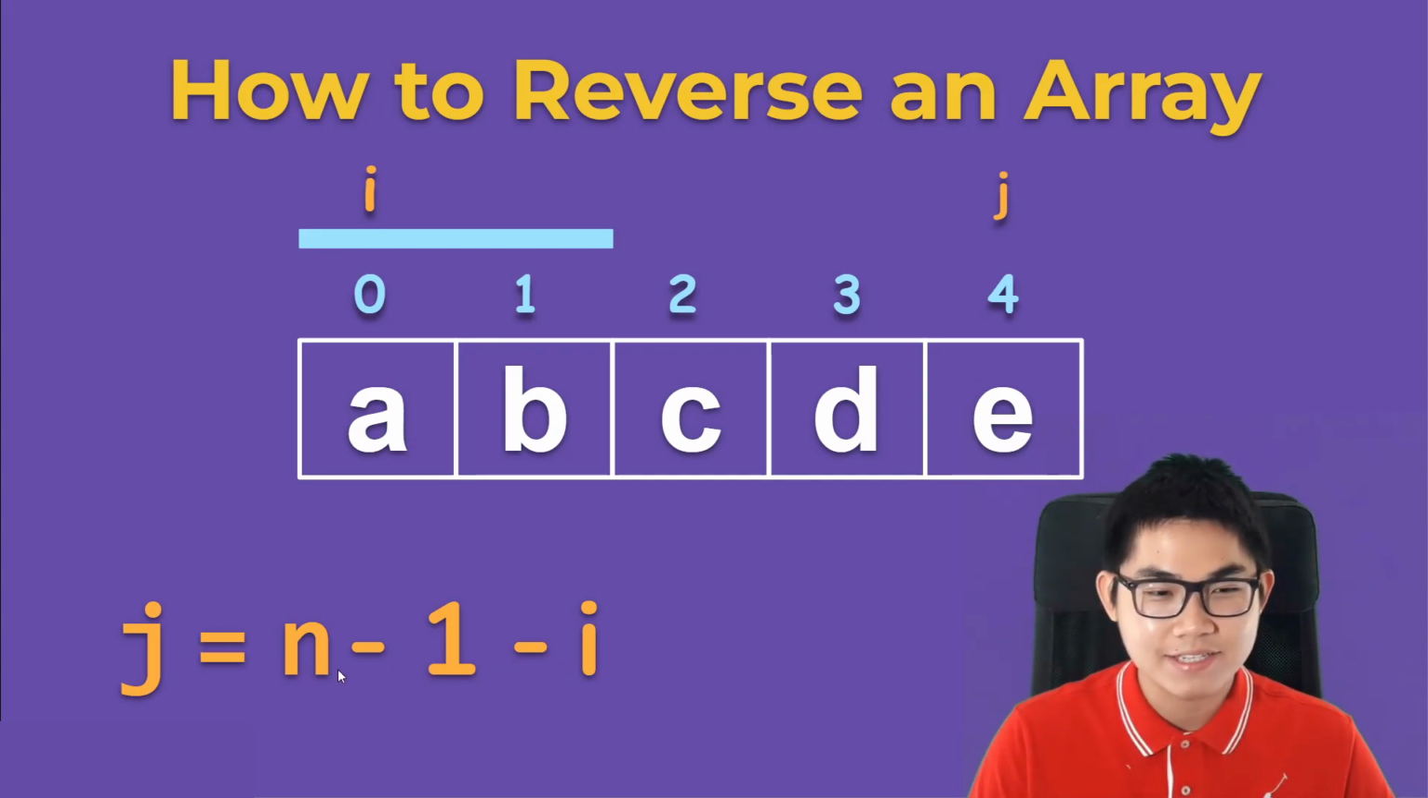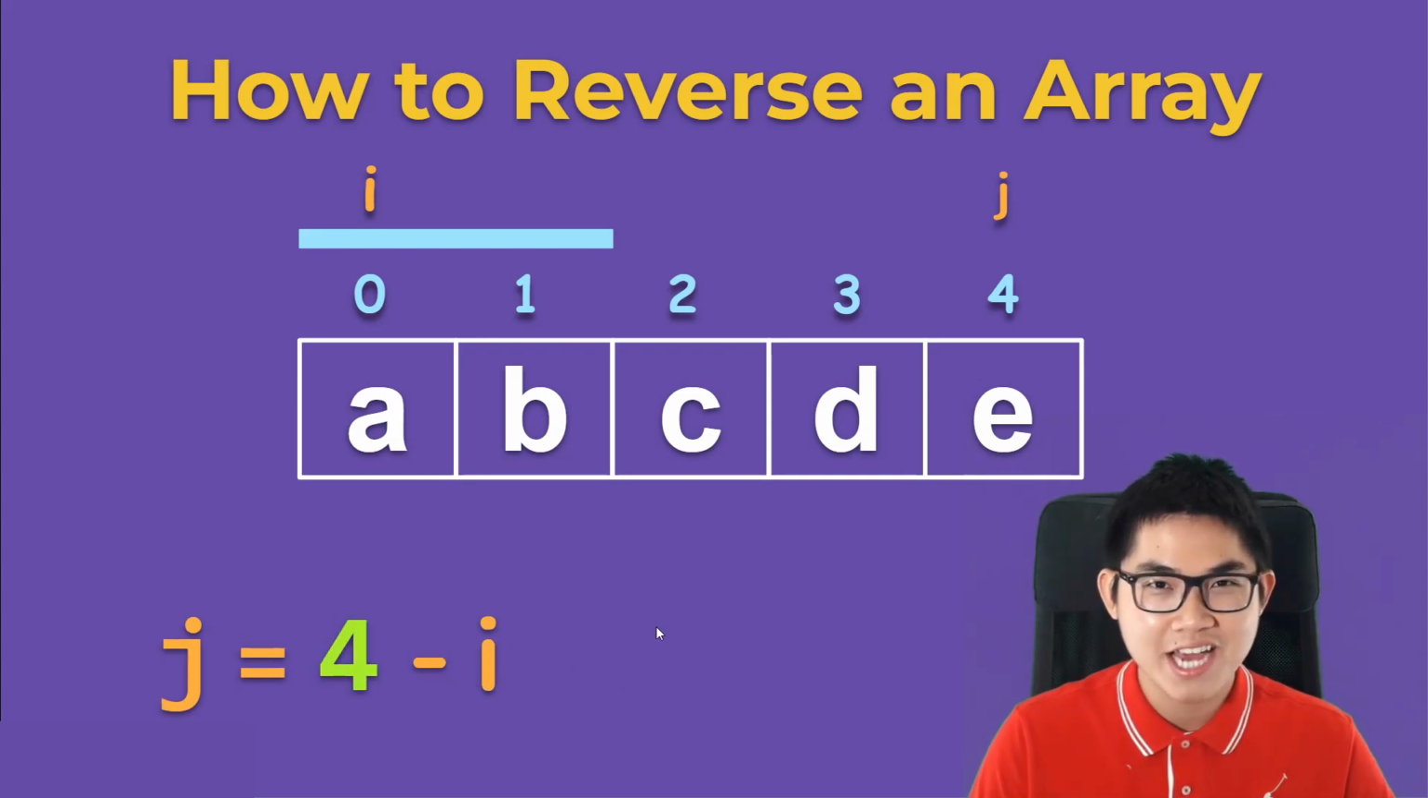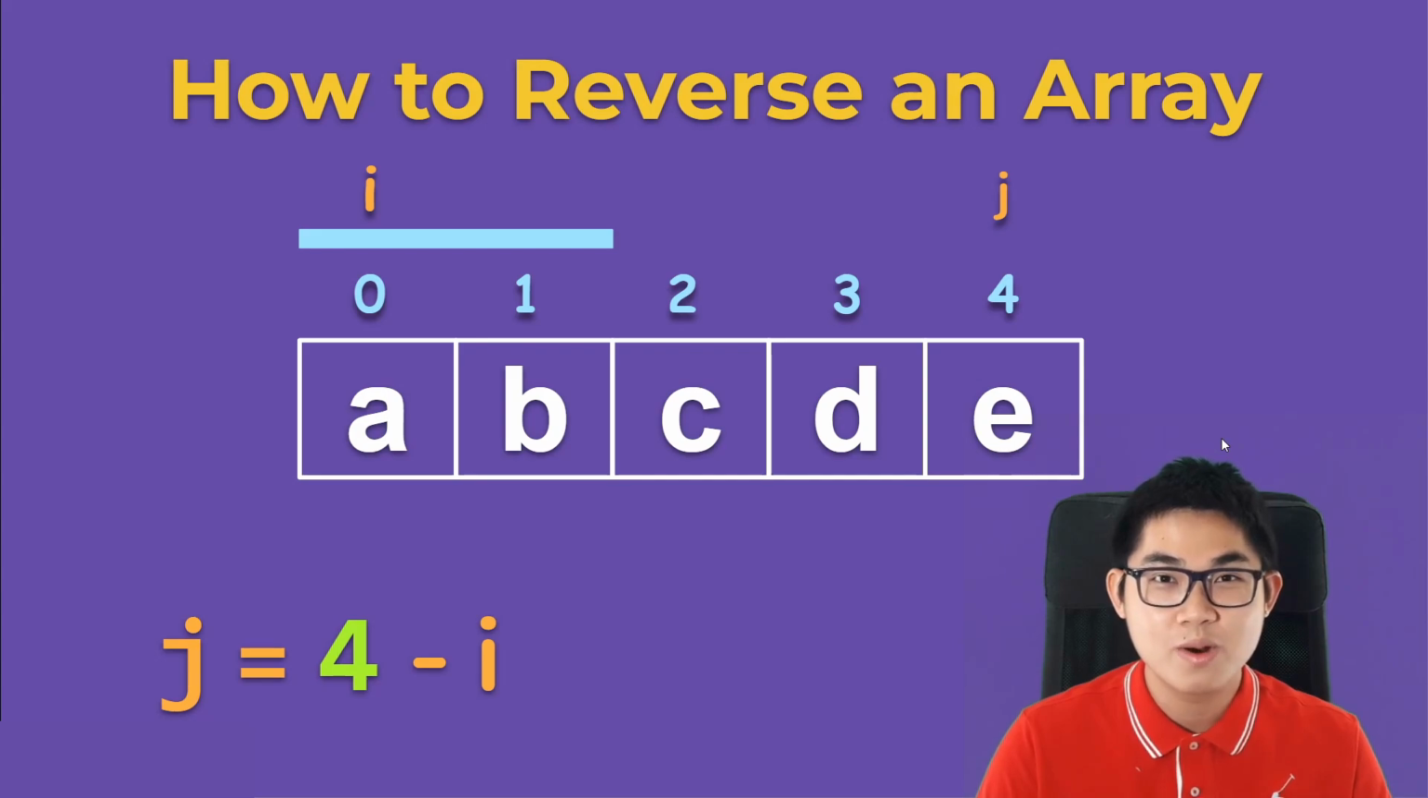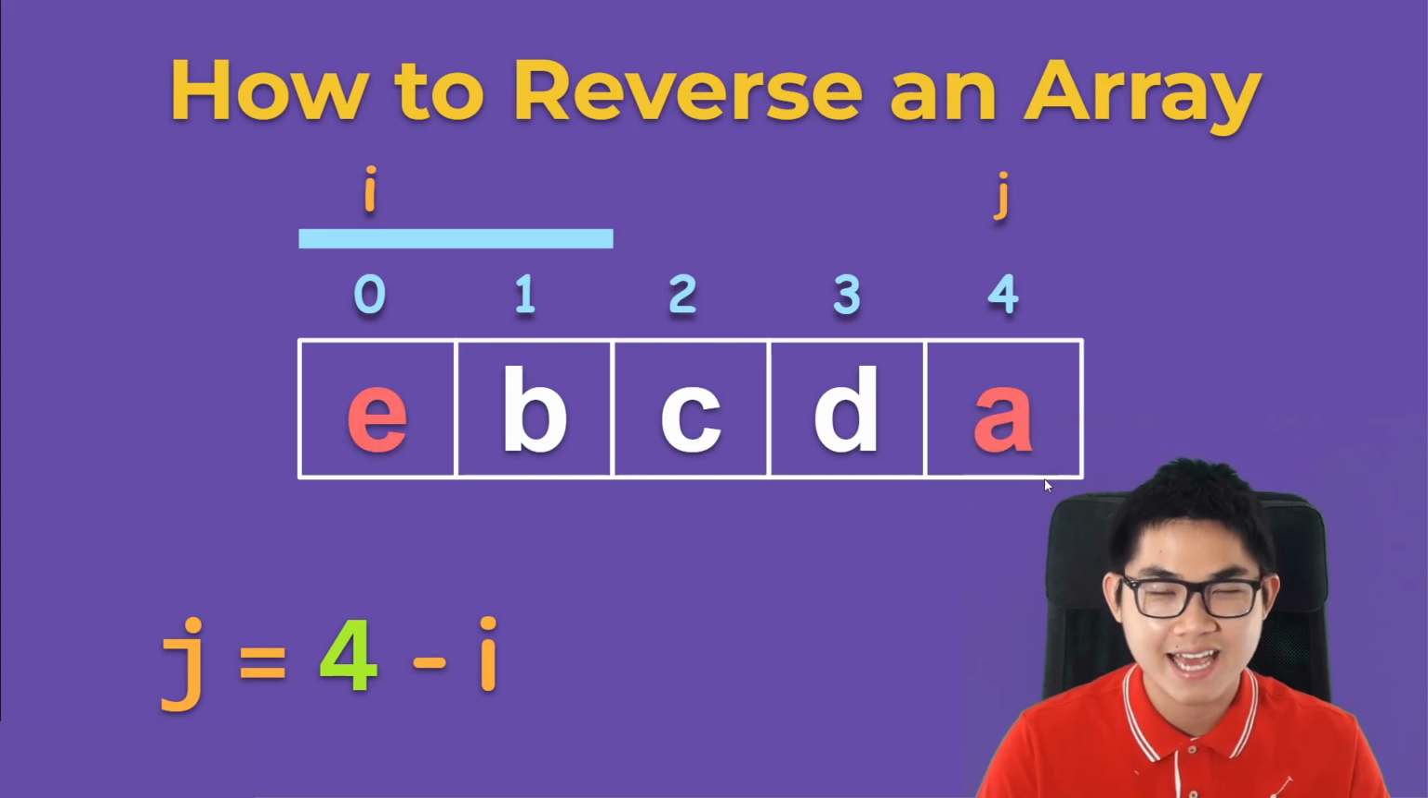So again, n is 5, and 5 minus 1 is 4, so we end up with j is equal to 4 minus i. And this makes sense, because i is currently at index 0, so j is equal to 4 minus 0, which is 4. At this point, we're moving on to step number 3. Looking at i, we have A, and when we look at j, we have E. So we're going to swap A with E, like this.